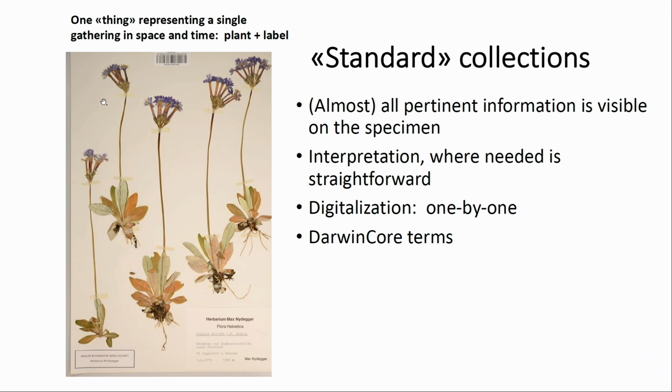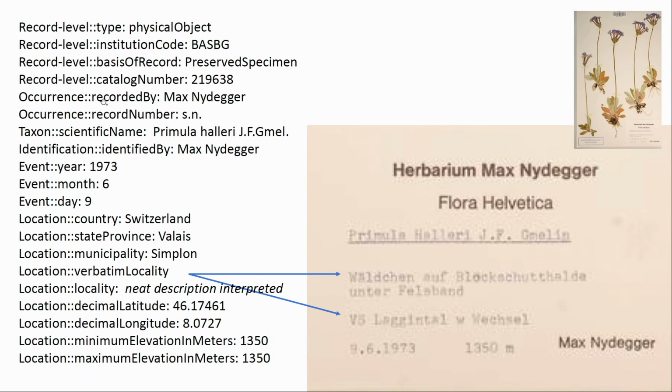And this is for which Darwin Core specimens were developed. Now, I'll only briefly mention this. A typical Darwin Core entry for this specimen, I'm sorry if it didn't really show up very nicely. This is the label of this specimen. So we have a species name. It says Flora helvetica. There's a Wäldchen auf Blockschutthalde unter Felsband in Wallis, Lagintal, west of Wechsel. It was collected at a date, at a certain elevation, by a certain person.